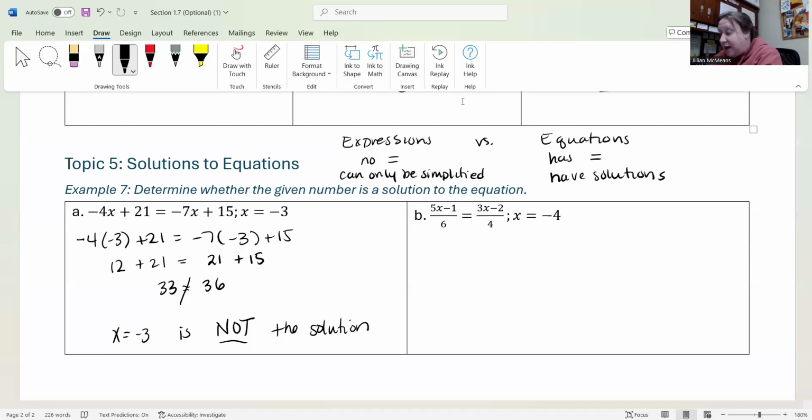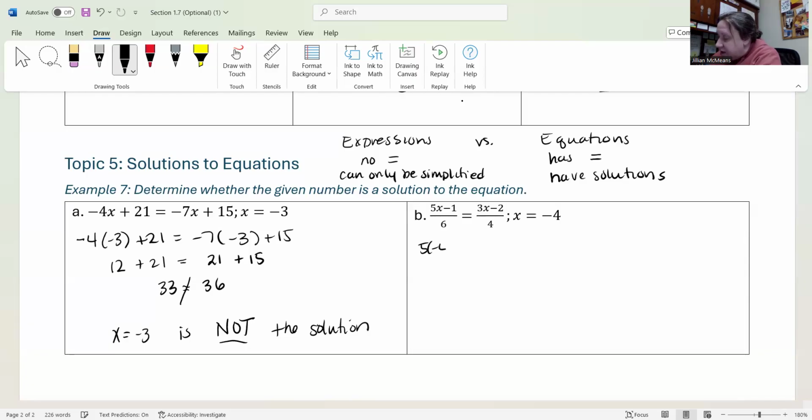So let's practice for part B. Part B, we have an equation that has some fractions built into the equation, which is going to be a fun thing we'll learn how to deal with in the next chapter. But we have 5x minus 1 all over 6. We want to know if that equals 3x minus 2 over 4 when x equals negative 4. Okay, so we're going to do the exact same thing. We're going to take this equation, anywhere we see an x, we're going to replace it with a negative 4. We're going to simplify, and if we get a true statement, it's the solution. X is negative 4 is the solution. If we get a false statement, that's not the solution.